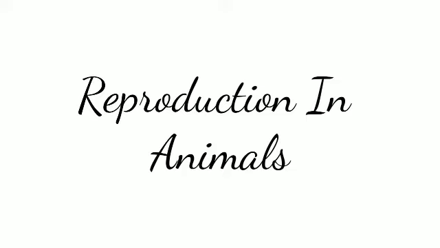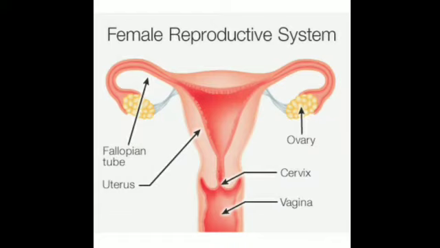Once again, I will proceed with the revision of reproduction in animals. I had revised asexual reproduction in animals, in which I took up fission, budding, and regeneration. And then I had also taken up sexual reproduction in animals, in which I told you about the human reproductive system, that is, I explained the male reproductive system. Today I will proceed with the female reproductive system.